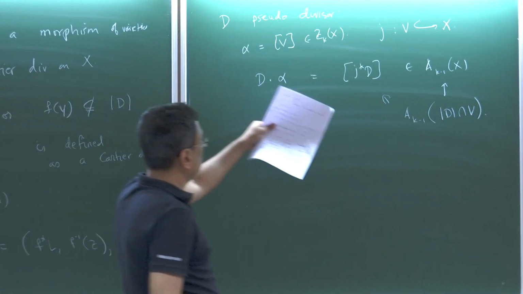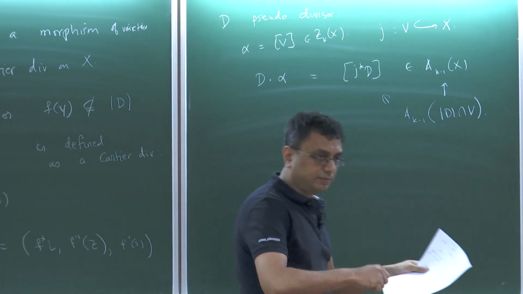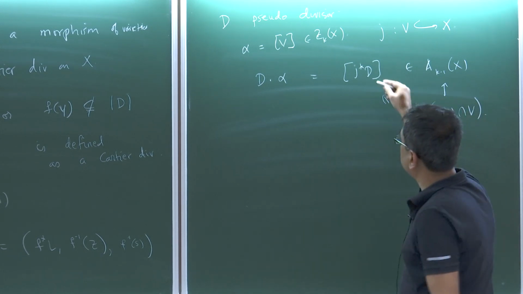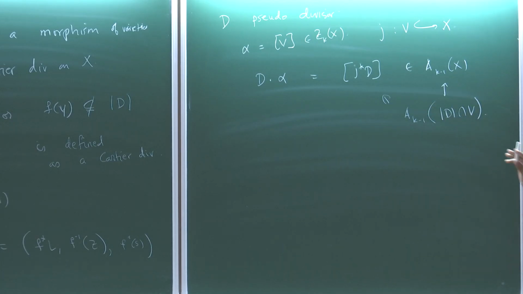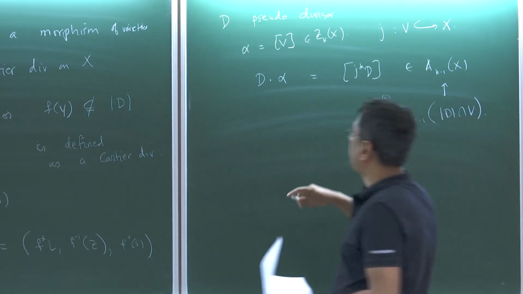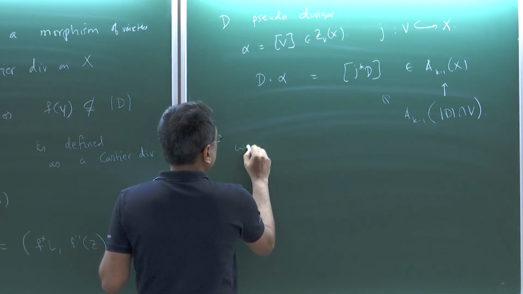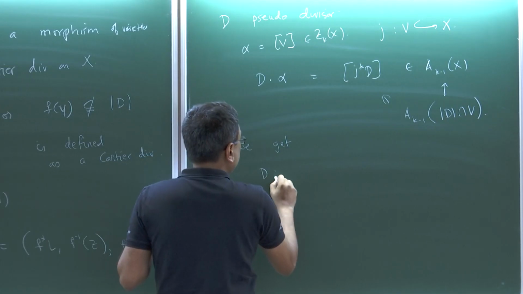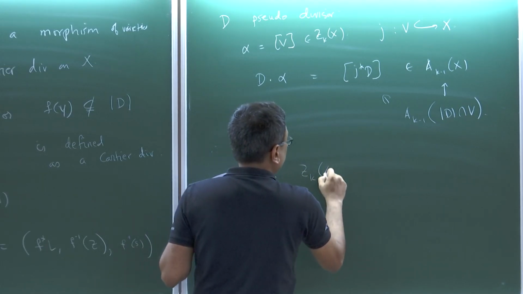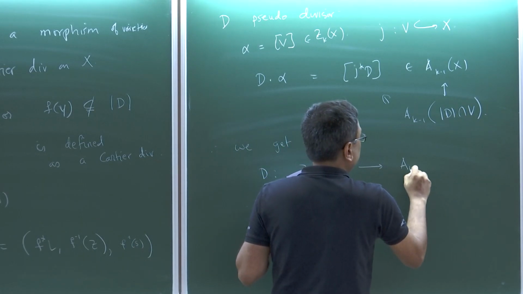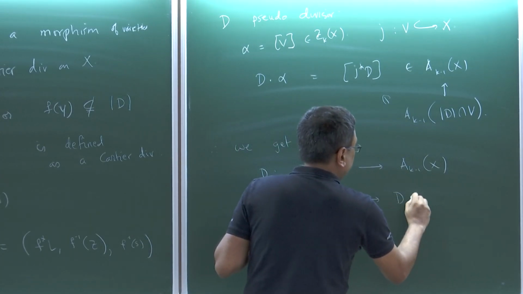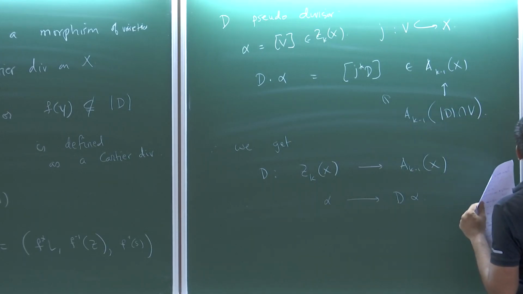So this cycle is actually defined wherever you can come up with an actual divisor, Cartier divisor, without ambiguity. So this is a statement. And then this D dot alpha. So then therefore we get, once I define it on the basis elements, D from Z_k of X to A_{k-1} of X. This map, alpha goes to D dot alpha. And I had written down properties.